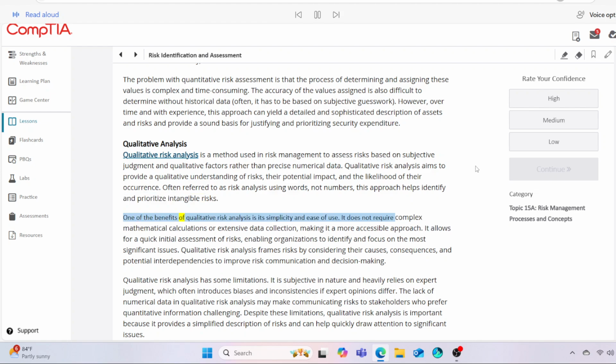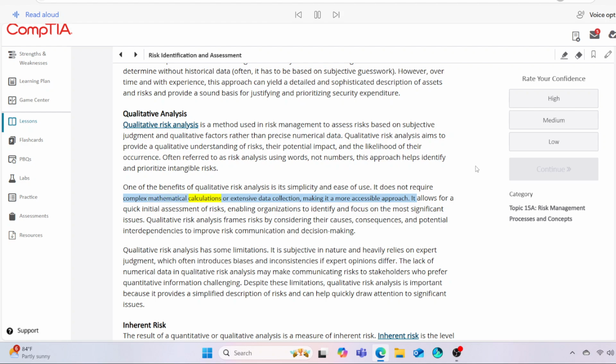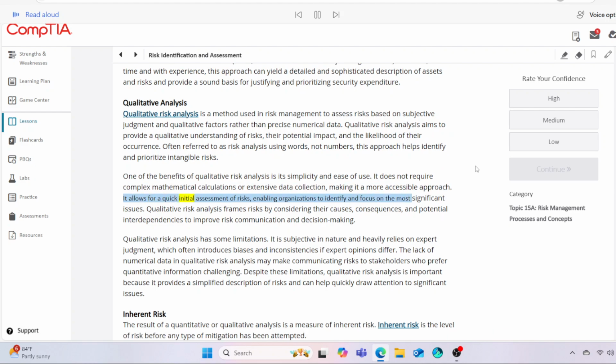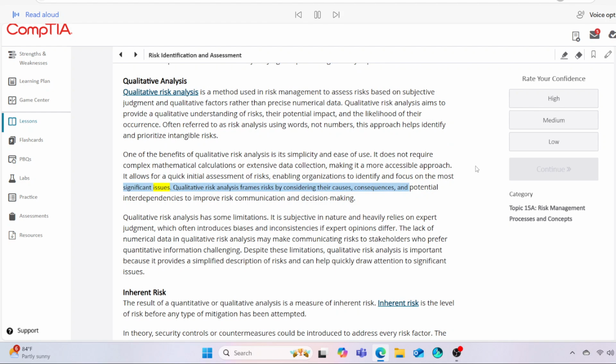One of the benefits of qualitative risk analysis is its simplicity and ease of use. It does not require complex mathematical calculations or extensive data collection, making it a more accessible approach. It allows for a quick initial assessment of risks, enabling organizations to identify and focus on the most significant issues. Qualitative risk analysis frames risks by considering their causes, consequences, and potential interdependencies to improve risk communication and decision-making.